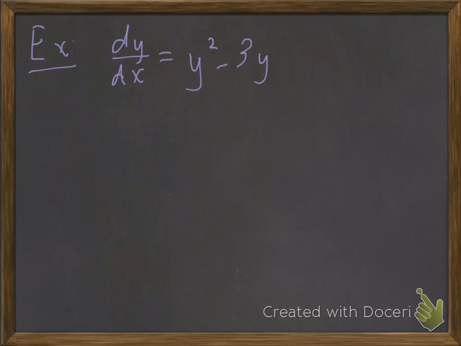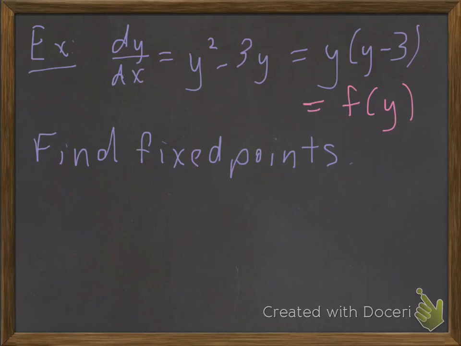Let's take an example. Our autonomous first order ODE is going to be dy/dx equals y squared minus 3y. That I can, of course, factor to be y times y minus 3, and that right-hand side is my function f of y. So we check, indeed, this differential equation is first order, and it is autonomous because the right-hand side depends only on y. The first thing I'd like to do is find our fixed points.